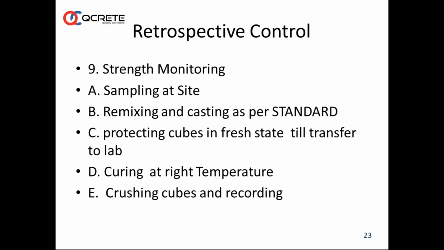Retrospective control is the set of all activities, as we discussed earlier, that deal with all the aspects that can be done only after production. Like taking slump at site, and then casting cubes and curing, these points which can be done only after producing the concrete come under retrospective control.